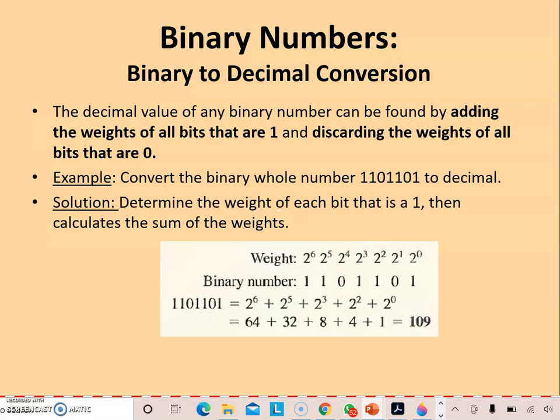Binary to decimal conversion. The decimal value of any binary number can be found by adding the weights of all bits that are 1 and discarding the weights of all bits that are 0. Example, we convert the binary whole number 1101101 to decimal. The solution is that we first determine the weight of each bit that is a 1, then calculate the sum of the weights. You see this one, you multiply accordingly.